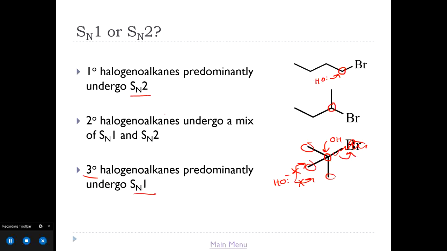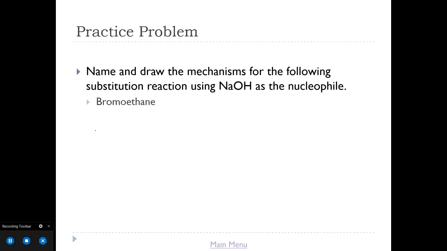So a tertiary halogenoalkane will undergo SN1, and a primary, where there's lots of room, will undergo SN2. A secondary halogenoalkane generally undergoes a mix of SN1 and SN2. It depends on some other factors like the solvent it's being done in and the temperature. We're going to look at some of these again later in the more advanced section of organic chemistry. But for right now, you just have to know that it could be either with a secondary halogenoalkane. Let's take a look at a couple of examples and do some drawings.